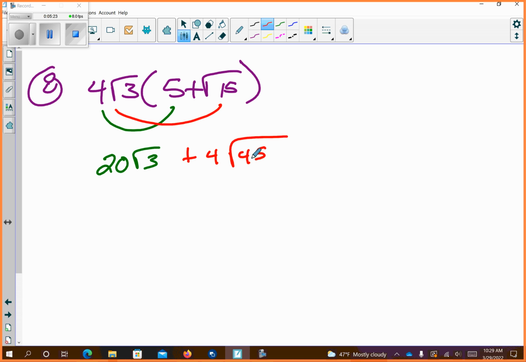Okay, so where do you get the 4? That 4 was right here. So that just comes along for the ride. It's going to be out front. And then I can go root 3 times 15, so under to under multiplied is 45.